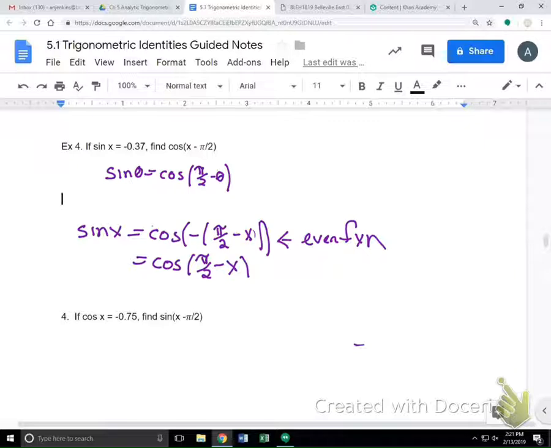We have our value in this case of our sine. What is our sine value? So we know that negative 0.37 equals cosine of pi over 2 minus x, which came from the beginning of cosine of x minus pi over 2.